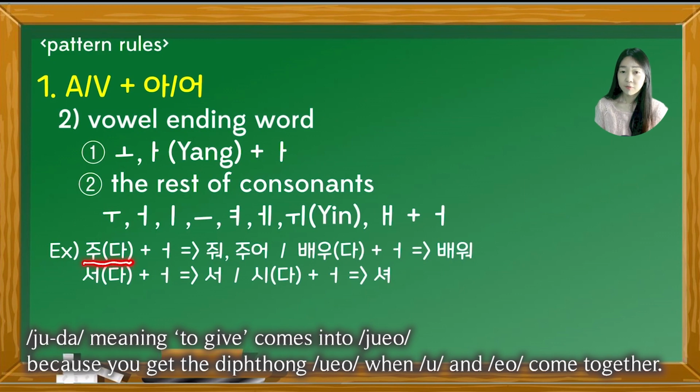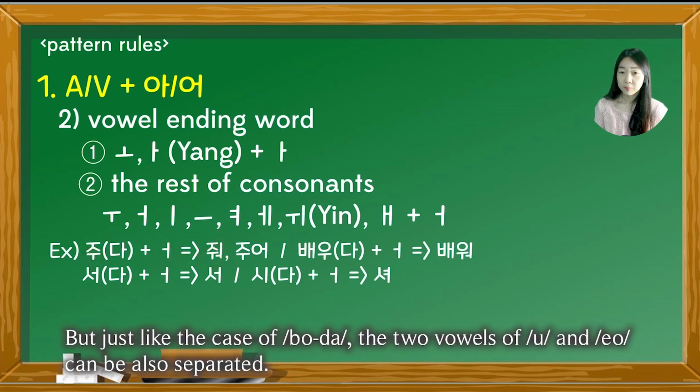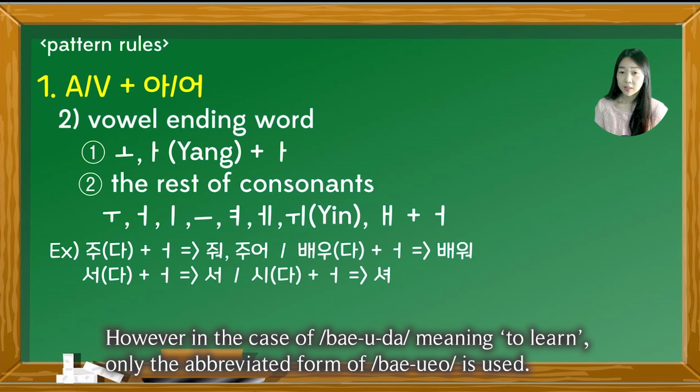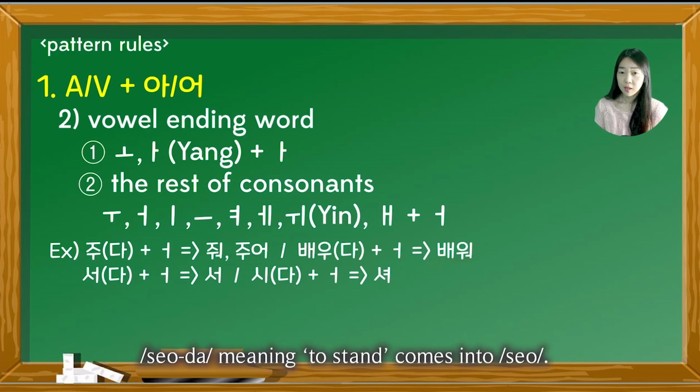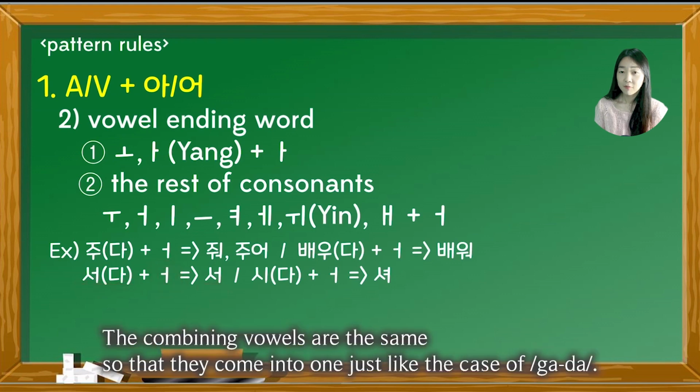주다 meaning to give comes into 줘 because you get the diphthong 워 when u and o come together. But just like the case of 보다, the two vowels of u and o can be also separated. However, in the case of 배우다, meaning to learn, only the abbreviated form of 배워 is used. 서다 meaning to stand comes into 서. The combining vowels are the same, so they come into one just like the case of 가다.